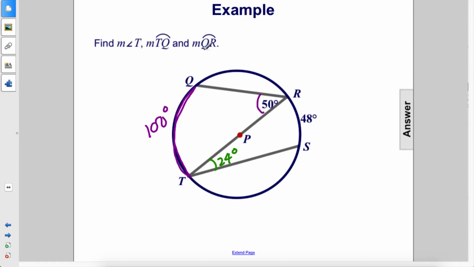And finally, the measure of arc QR. So here, what we can use to our advantage is the fact that this is a semicircle. From here, over this way and this way, this is going to be 180 degrees. So if this is 100, that makes this portion 80 degrees.